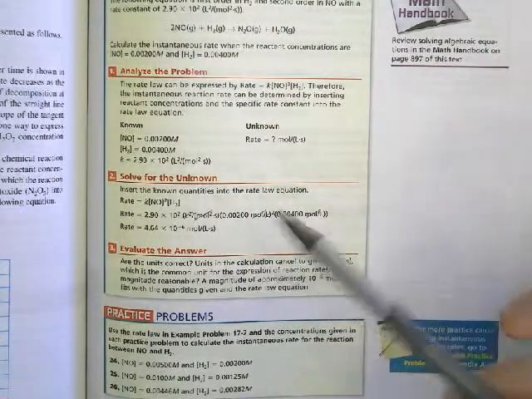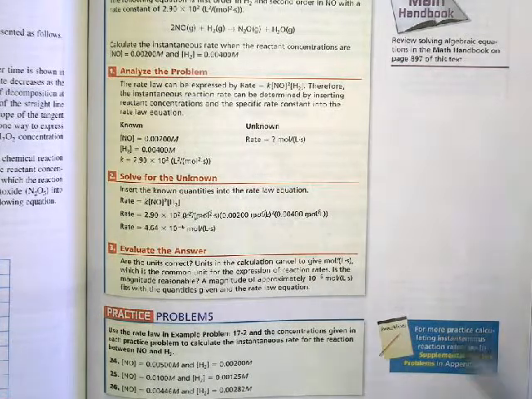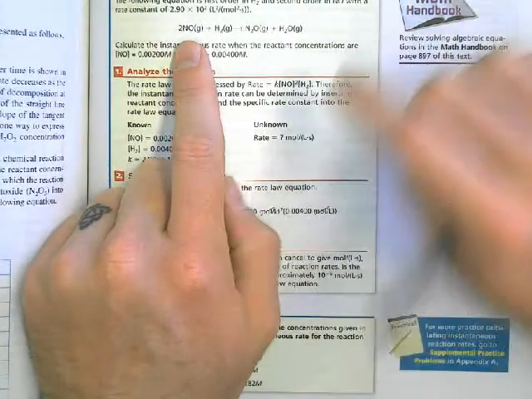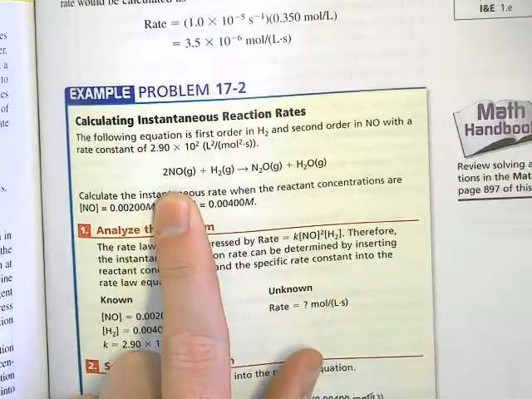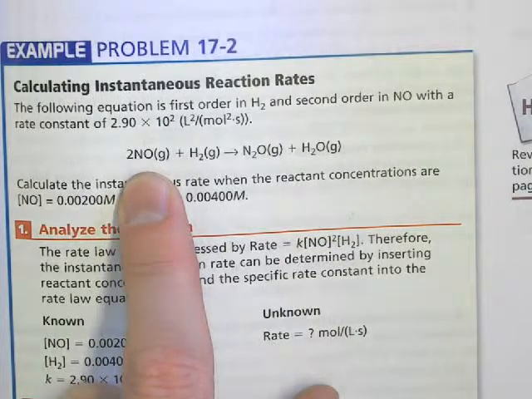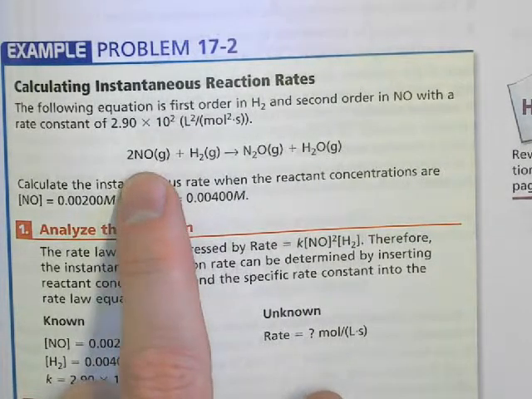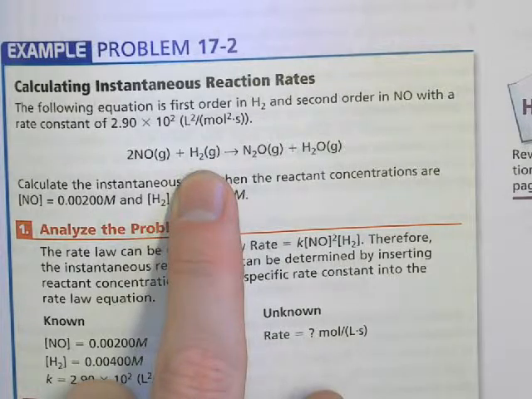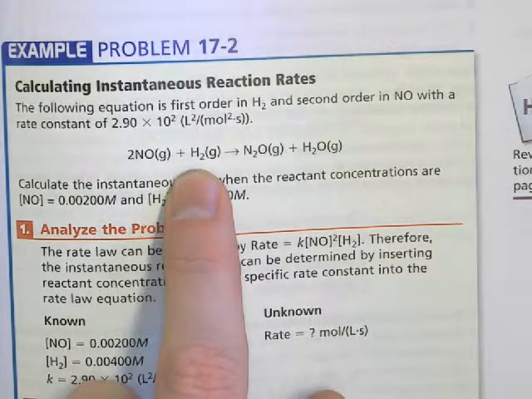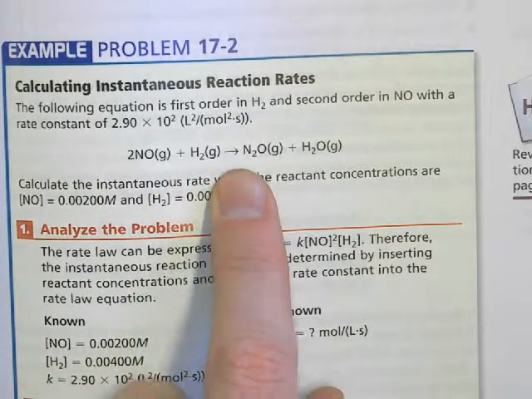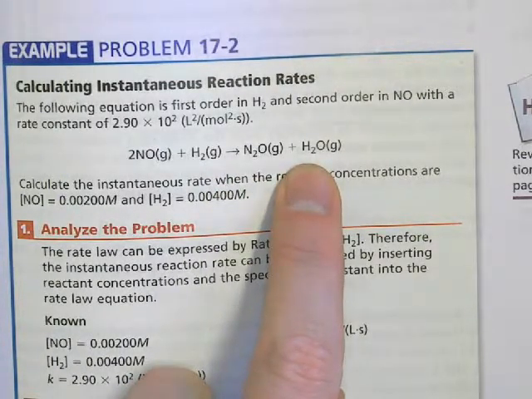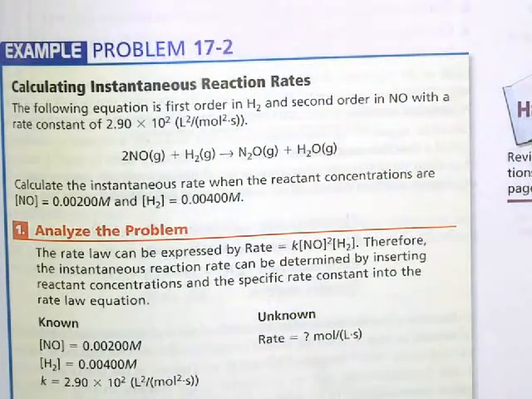Okay, so before we do anything else, I want you to take a look at the reaction. So what's going on with this reaction? Yep, so we have how many moles of nitrous oxide, NO? We got 2 moles, okay? How many moles of H2? Well, we have 1, right? We have 1 mole of H2. And that's becoming 1 mole of N2O and 1 mole of H2O, right?